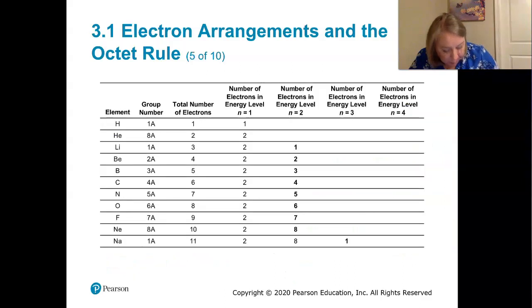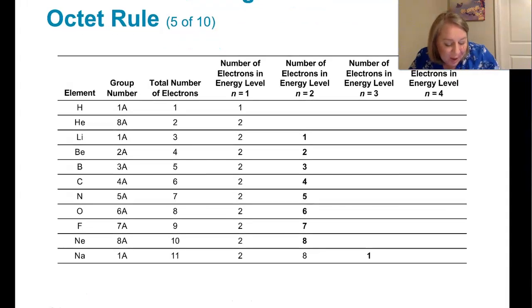Okay, so if we come to this, this is kind of a table of what you're going to find in the periodic table. That's kind of funny. All right, so we have our elements, and they're ordered by their total number of electrons. So we're starting here with hydrogen. Hydrogen only has 1 electron. And then we go to helium. Helium has 2 electrons. And so we're going to look at where those electrons go.